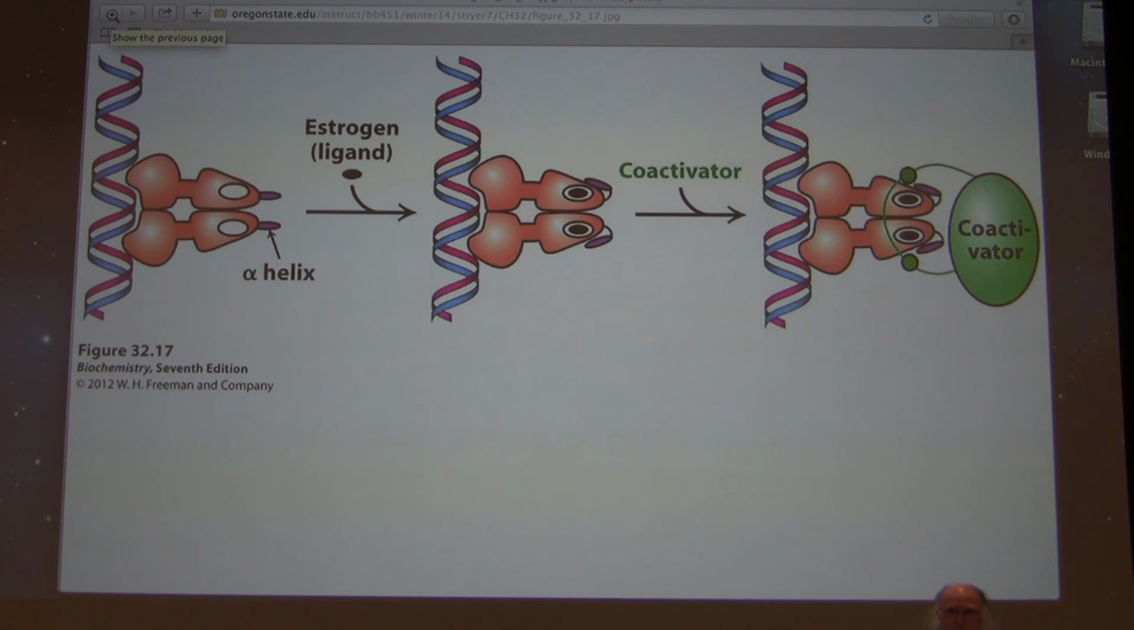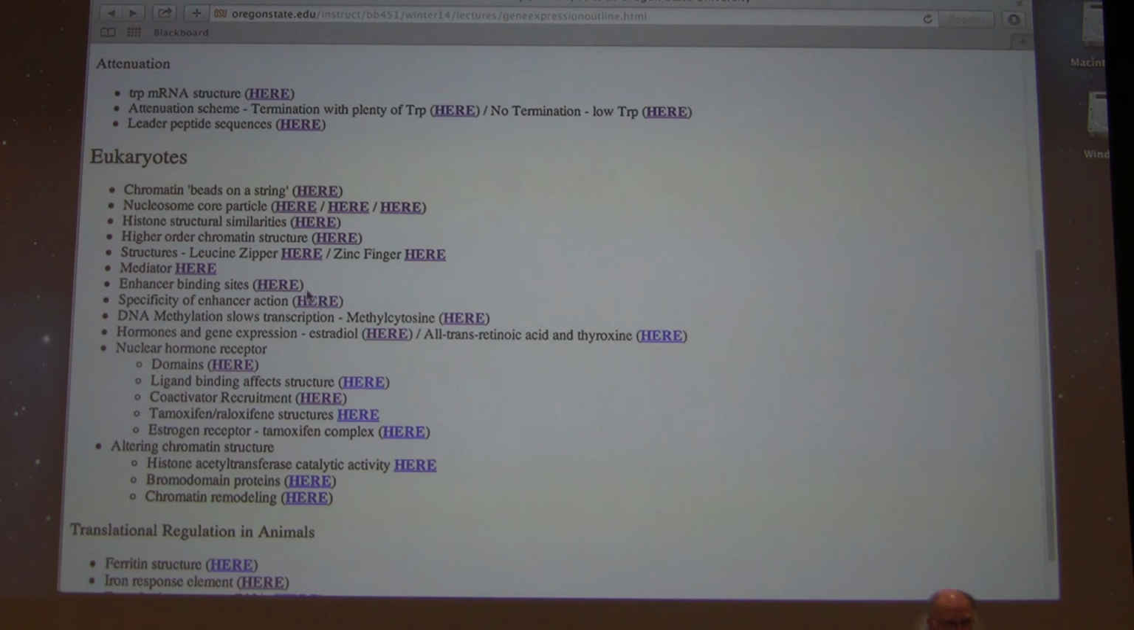Other questions before I jump, because I'm covering things kind of quickly here. Yeah? These are two proteins. They're a dimer. Okay. Now, let's see. What else? Okay.